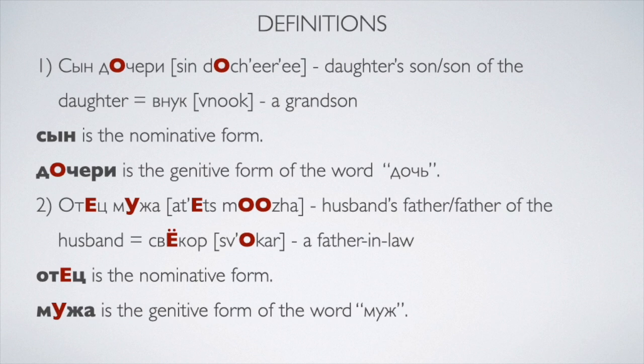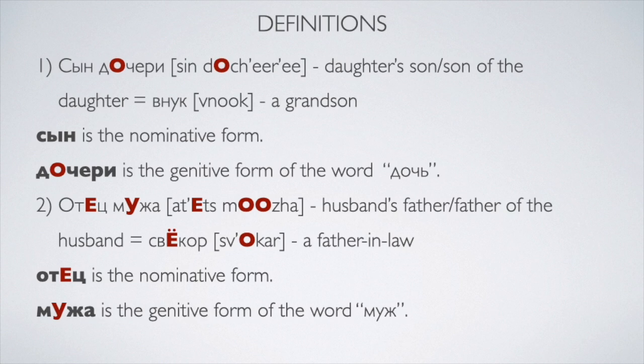Number 1. Сын дочери. Daughter's son or son of the daughter means внук, a grandson. We can see that the first word is in the nominative case, while the second is in the genitive. The first word represents the object that belongs to someone. In this case, it's сын. And the second word represents the possessor of the first object. Here it's дочери, which is in the genitive case. The structure is very similar to the English construction son of the daughter. So, сын дочери means внук, grandson.